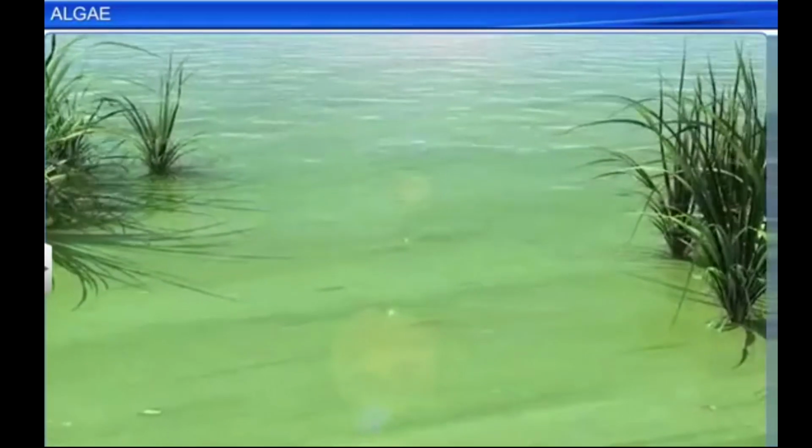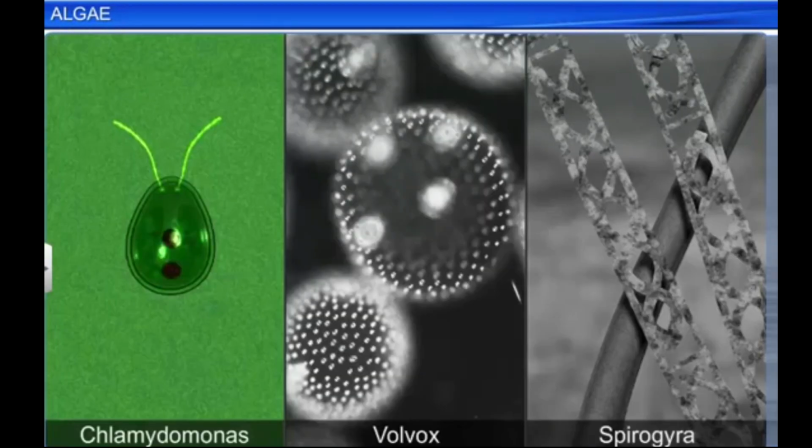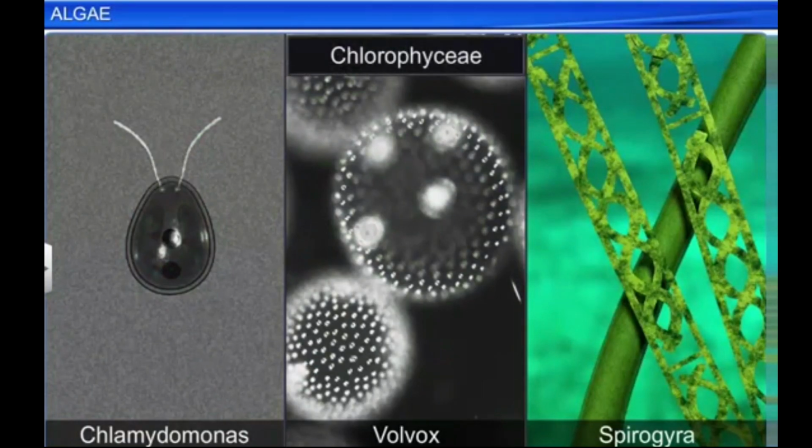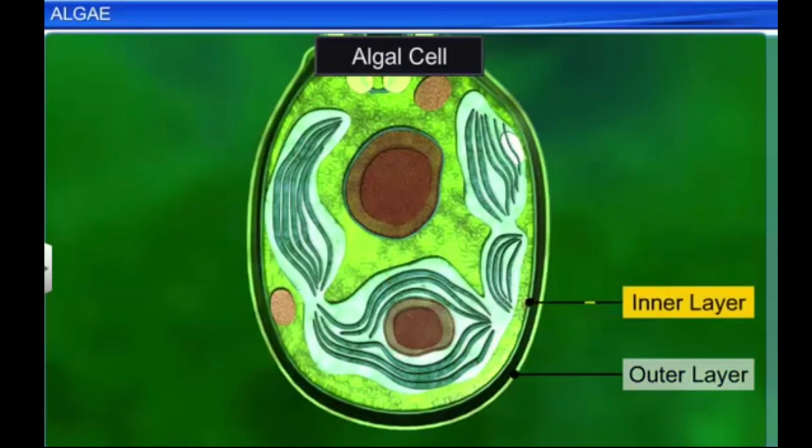Based on the type of pigment and the type of stored food, we can classify algae into Chlorophyceae, Phaeophyceae, and Rhodophyceae. Chlamydomonas, Volvox, and Spirogyra are some members of the class Chlorophyceae. They are commonly called green algae and can have a unicellular, colonial, or filamentous body. Their cell wall is rigid as the outer layer is made of pectose and the inner layer of cellulose.